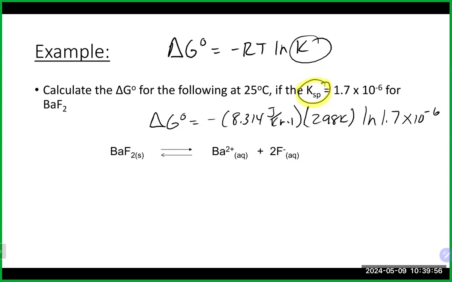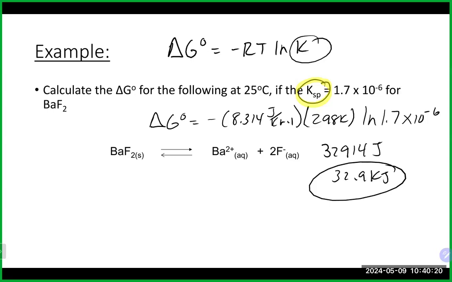So if we do that there, times it by 298 and times it by 8.314, we're going to end up here with 32,914 joules, or about 32.9 kilojoules as our value here. Is this reaction spontaneous here? Would we expect reactants or products in this case? We should expect reactants, right?